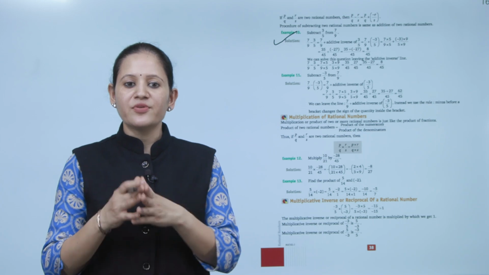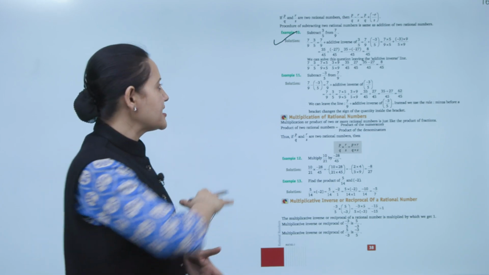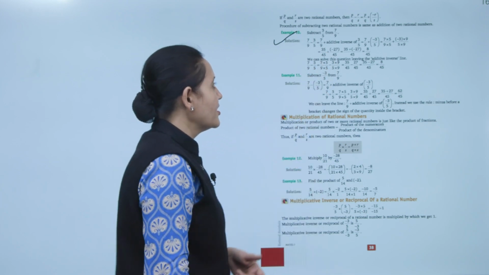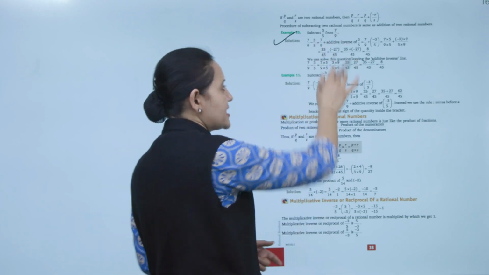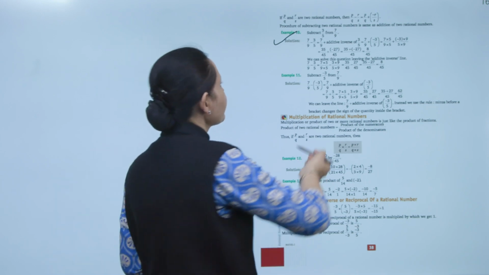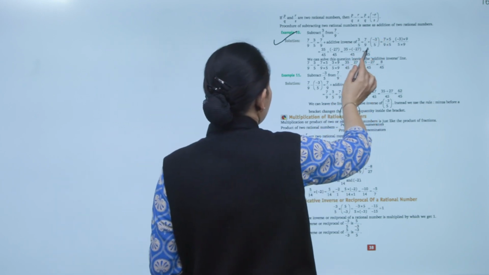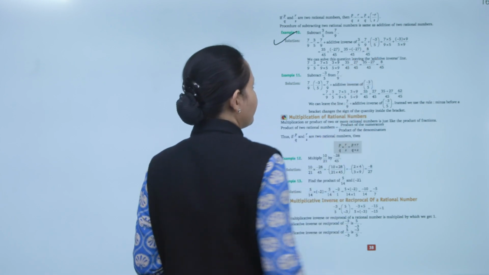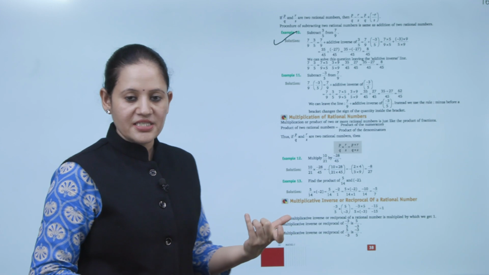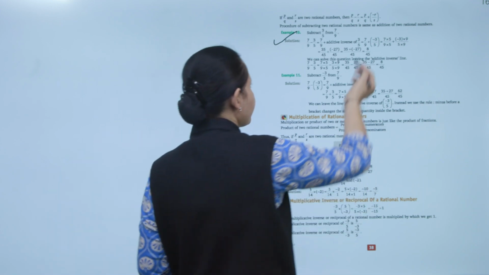Subtract 3 by 5 from 7 by 9. 7 by 9 means 3 by 5 subtract करना, 7 by 9 minus 3 by 5. So 7 by 9 plus the additive inverse of 3 by 5, that is equal to 7 by 9 plus minus 3 by 5. Clear? So first we will make the denominator the same by taking the LCM.